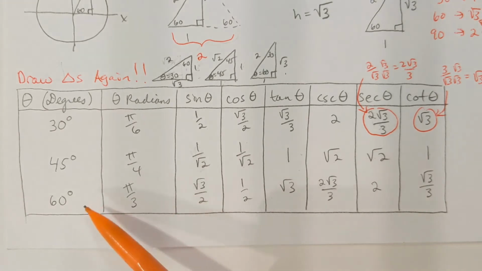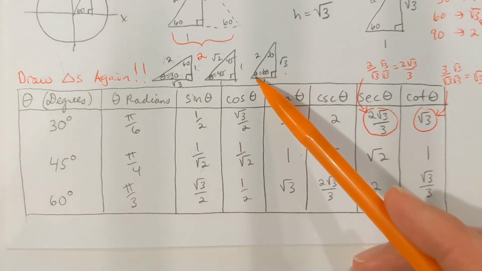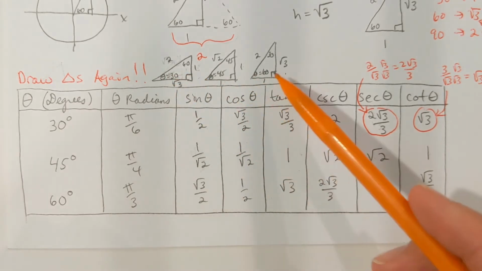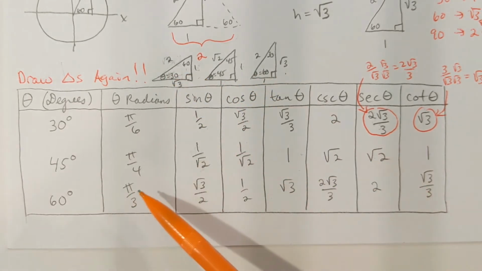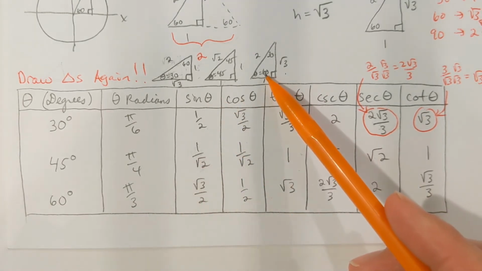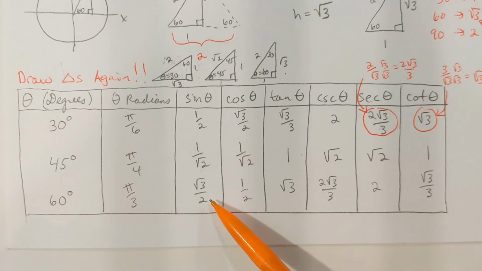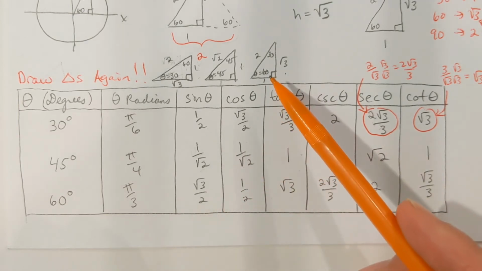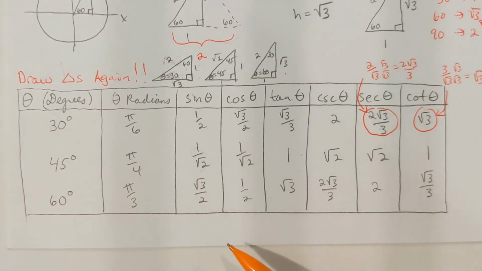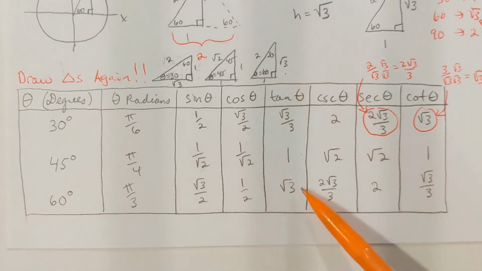Okay, and then let's look at 60 degrees. You're still working with the 30, 60, 90 right triangle, only angle theta here for this problem is 60 degrees rather than 30 degrees. Okay, and 60 degrees in radian measure is pi over 3. So sine of 60 degrees is opposite over hypotenuse. That'd be root 3 over 2. And cosine of 60 degrees is adjacent over hypotenuse. That's 1 over 2, which is 1/2. Okay, tangent of pi over 3 is opposite over adjacent, which is root 3 over 1, or root 3.